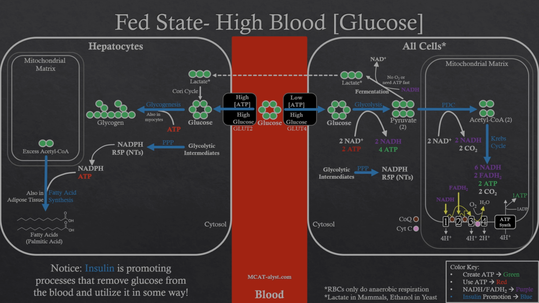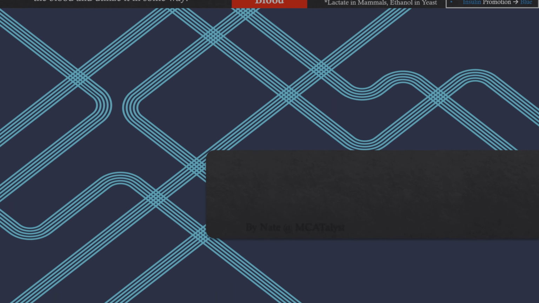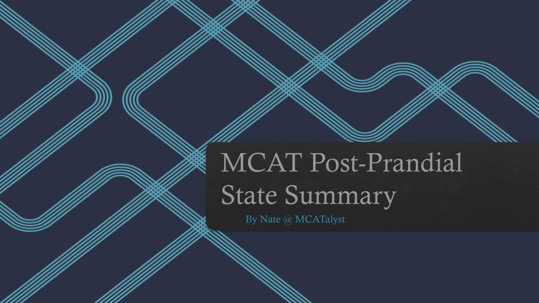The last thing that I want to note while we're in this slide is that notice that fatty acid synthesis on the MCAT. It's also important to note that it can occur in adipose tissue, and glycogenesis as well we do see occur in myocytes. It's a fancy word for muscles. So hopefully that was a relatively quick summary of the postprandial or fed state.